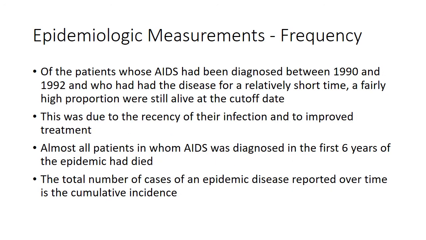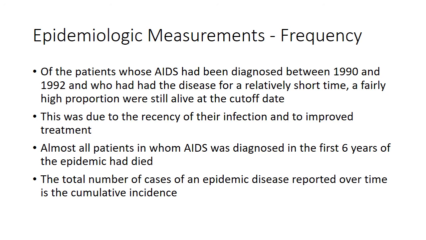So of the patients in whom AIDS had been diagnosed between 1990 to 92 and who had the disease for a relatively short time period, many of them were still alive, as I mentioned, at the cutoff date. Again, either due to recent infection or due to improved treatment, more drugs that were available, more recognition of the disease. But almost everyone who was diagnosed in the first 6 years had died, again, mainly because they were probably presenting very late or they did not have very good access to treatment, or there's just no treatments available.